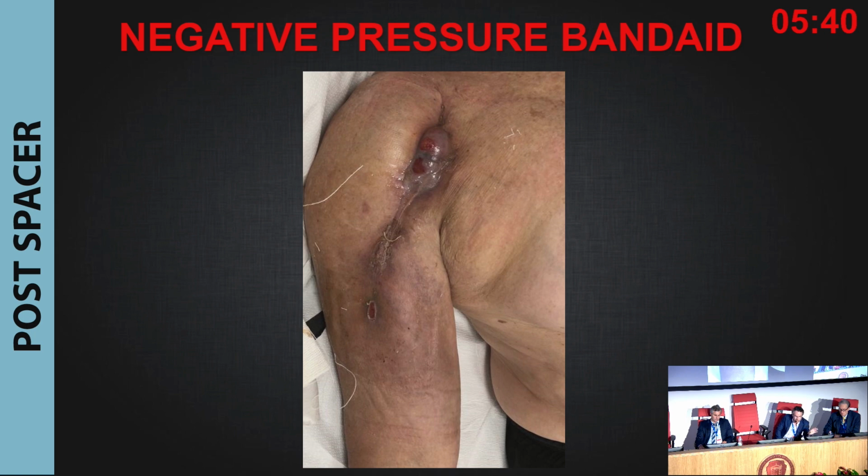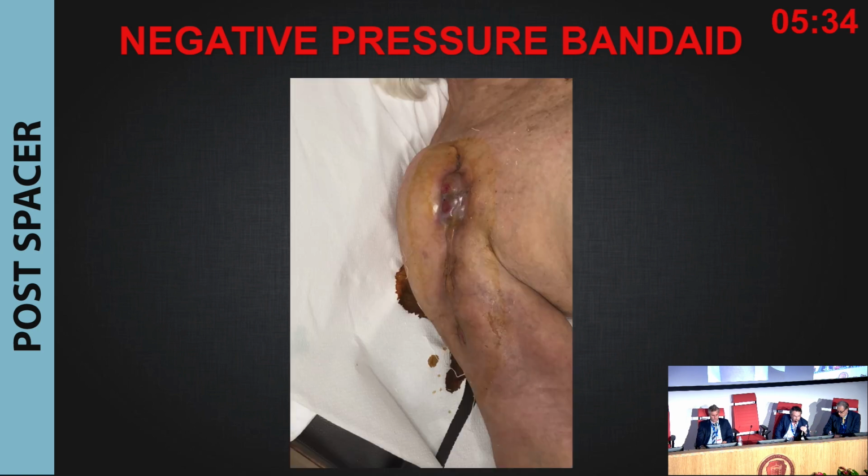And then take samples again. I don't know the reason why this is happening. Maybe there is another organism that was not diagnosed. Maybe the spacer itself was contaminated intraoperatively and got infected, but she needs another operation in my hands. Angelo, what will you do?